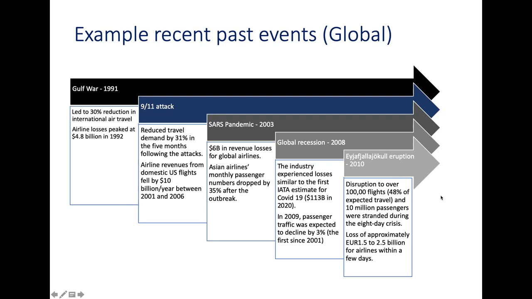So I think it's useful to recognize that disruption can be caused by a whole range of external factors, and some of the disruption can be very, very significant. And these examples, I think, are good examples because they show us that it can be caused by a range of reasons.